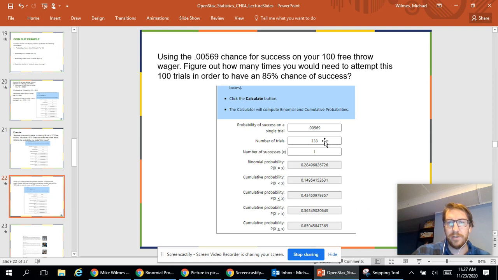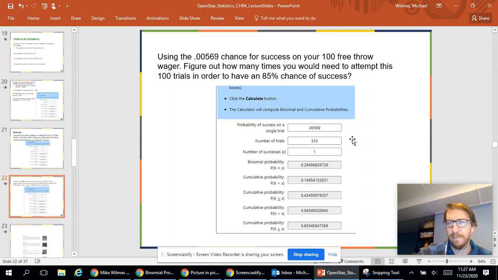So inside of here now, we're going to use our chance for success. And I played around with the number of trials. I found out that in about 333 trials, and I put the chance for success at 1, we would have, so to get 1 or more, sometimes we would be successful more than 1 try in terms of shooting the 100. So to have an 85% chance for success, we would need to do this 333 times. So we'd have to shoot 100 and then shoot another 100. So that'd be a lot. It'd be 33,300 free throws to have an 85% chance of success.